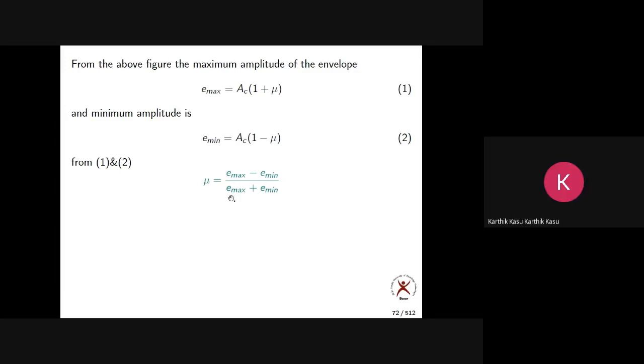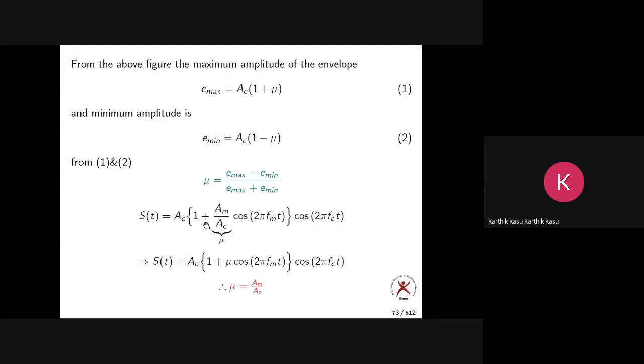With this formula you can calculate the value of the modulation index mu. If it is not given, you have to calculate it from the given waveform. If the mu value is not given, they will give you the AM waveform or AM signal. From that you calculate E_max and E_min, and by using this formula you can calculate mu. This is a very, very important formula for the modulation index mu. Is it okay, all of you?